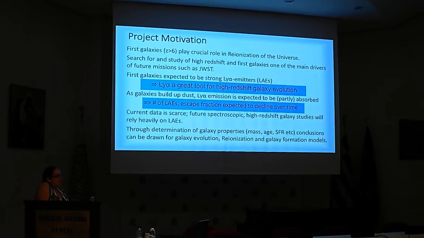To give a brief overview of the motivation, even though we've heard it all throughout the last couple of days, we all know that the first galaxies seem to be playing a critical role in reionization, and that the search for these is a big driver for major missions like JWST. Luckily for us, there also seem to be strong Lyman alpha emitters, which makes Lyman alpha a great tool for galaxy evolution. But as gas and dust build up, there's lots of scattering and absorption going on. So we do expect the numbers of Lyman alpha emitters to decline with time, as well as the escape fraction. Even though current data is scarce, especially at high redshift, our future surveys likely depend very much on these Lyman alpha emitters, so we had better understand what's going on.